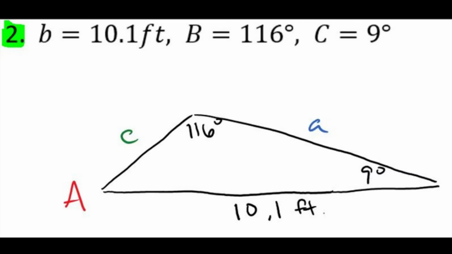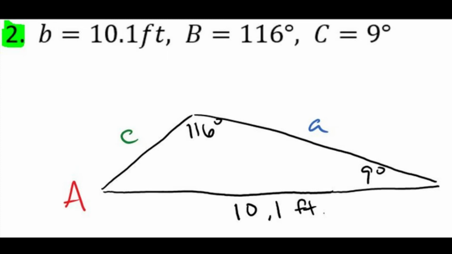So number 2, we have an angle of 116 across from a 10.1 foot side, and then we have an angle of 9. I tried to make angle B look like 116, so bigger than 90, and then I just picked the smallest angle for the 9 degrees, because 9 degrees is a pretty small angle.